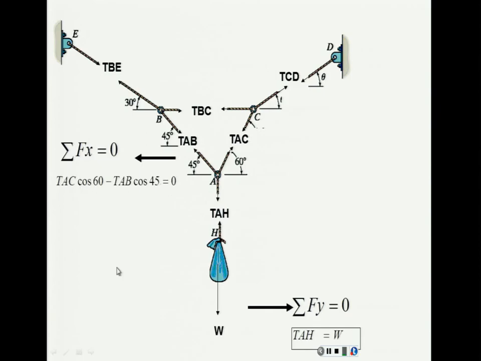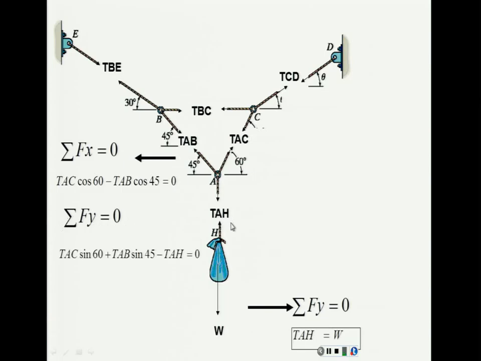That's the first equation. I have two unknowns. I can't solve it like that. Now I'm going to go for the summation of forces in Y equals 0. If I do that, then I have this component. This component is positive because it's pointing up, and it's going to be TAB sine 45 because I'm looking for the opposite to the angle, plus again is pointing up, TAC sine 60 minus TAH equals 0.